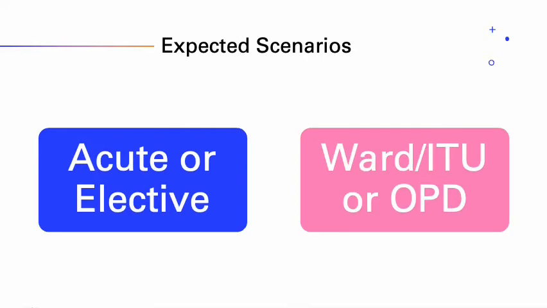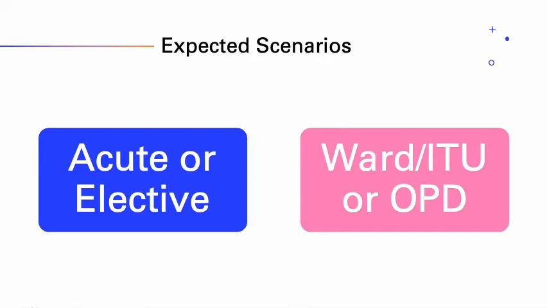So let's see. There will be two kinds of expected scenarios. Either it will be acute or kind of elective, or it would be in the ward, in ITU, or maybe in OPD. So what happens if a patient with, say, umbilical hernia or any abdominal pain is referred to you in OPD, or is coming to see you the first time in OPD? The examination is definitely not expected to be of a patient who is hemodynamically unstable. Here we will have role players during the exam, in the real exam, and they won't be putting critical patients in the exams anyway.